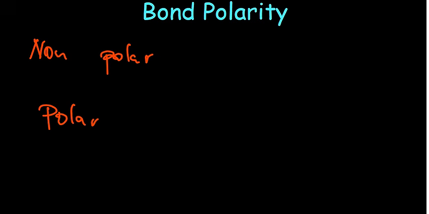So of course in non-polar bonds, as I've mentioned, there's an equal sharing of electrons. And then in a polar covalent bond, the sharing of electrons is unequal. So it's not equal sharing of electrons. Okay, that's basically what bond polarity is concerned about. We've already talked about polar covalent bonds.